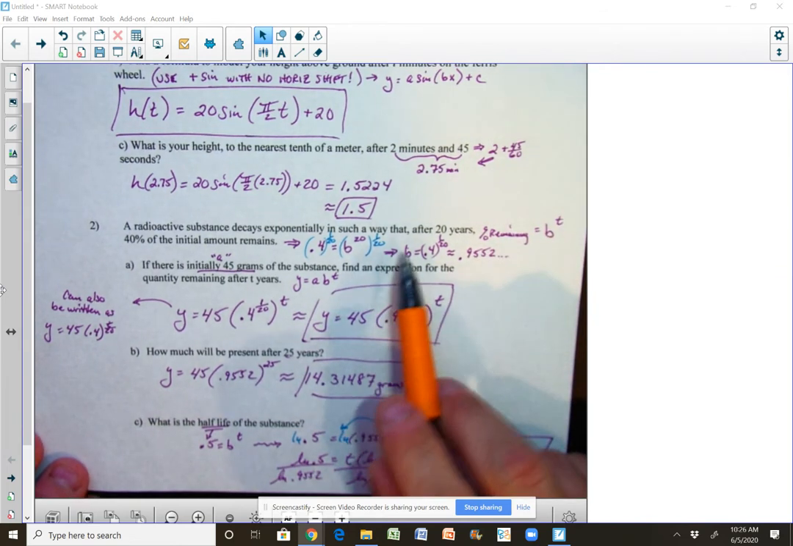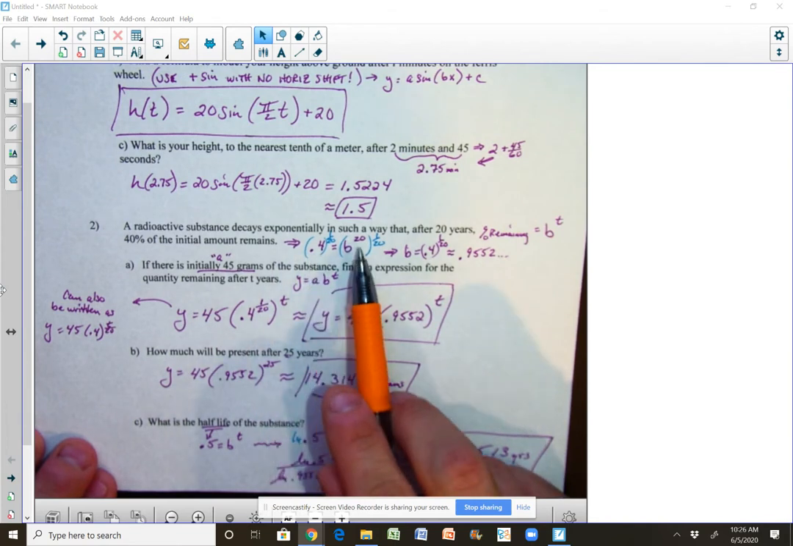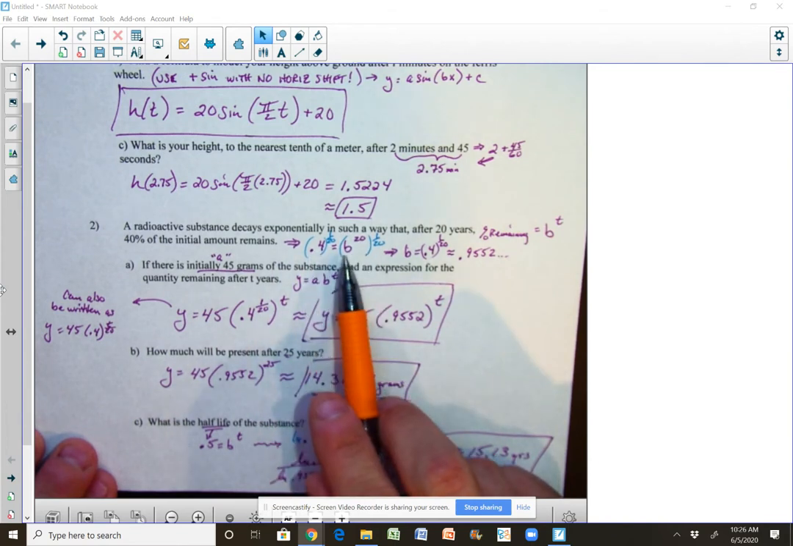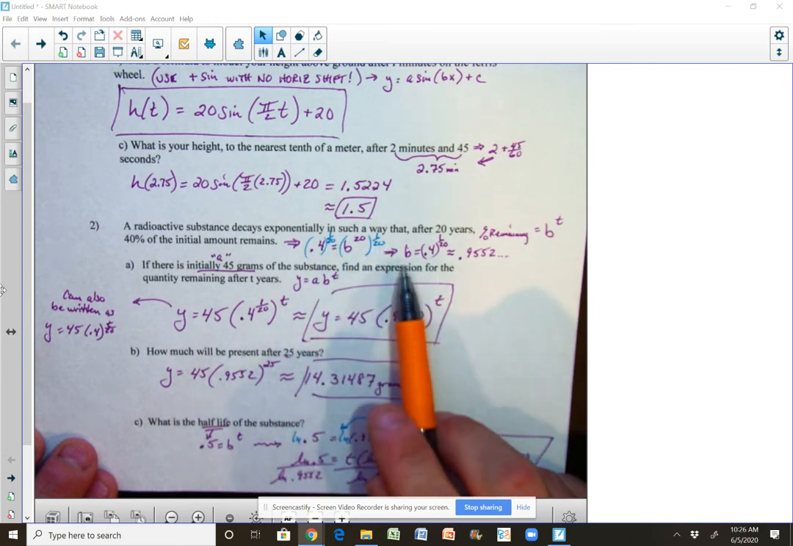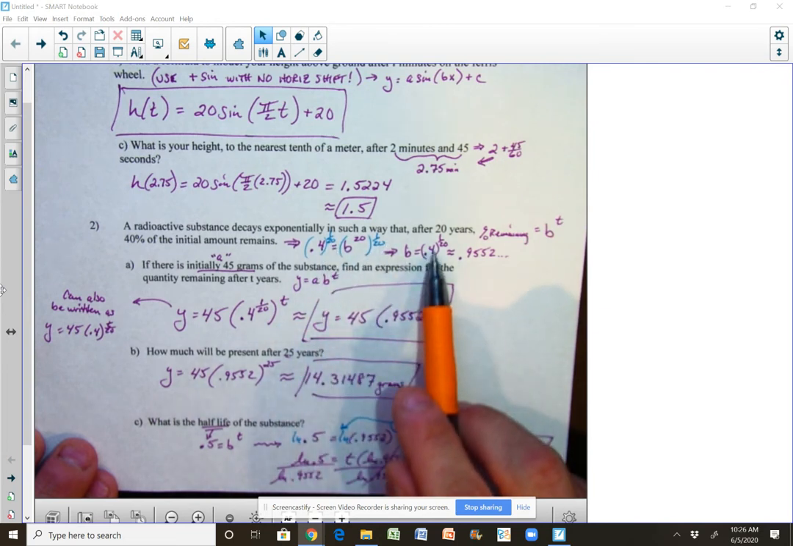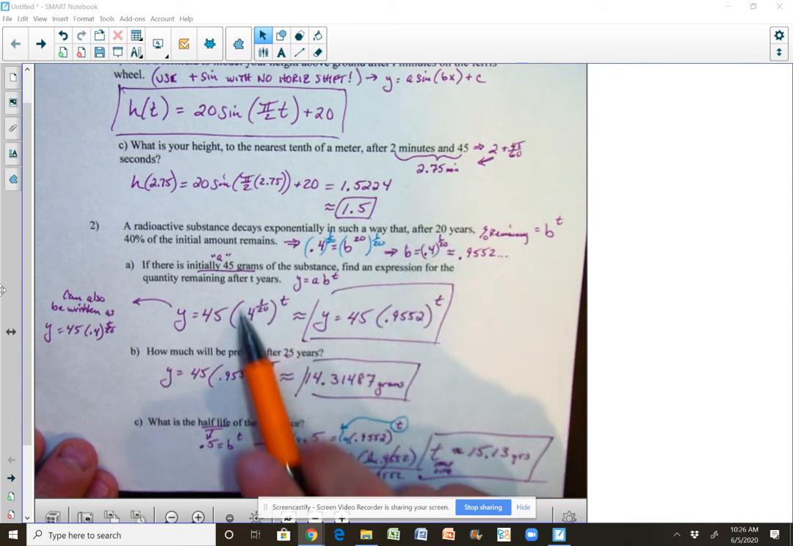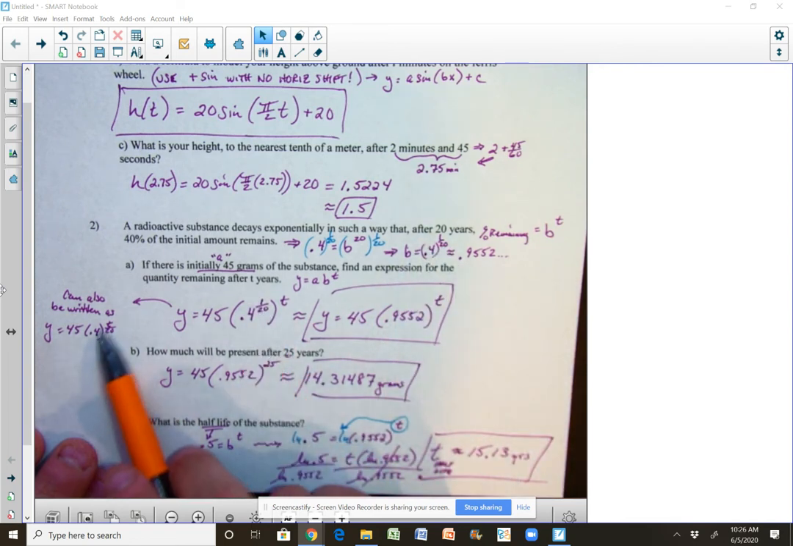So since there's only 40% remaining after 20 years, 0.4 equals b to the 20th. And then you solve that out by raising to the reciprocal exponent. So you get a b value that says 0.4 to the 1 over 20. You can use that expression in an exact form for your b, which can be written like this.